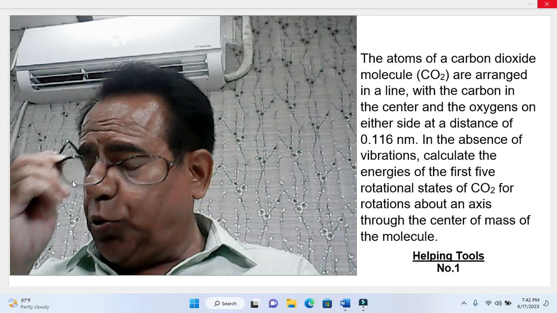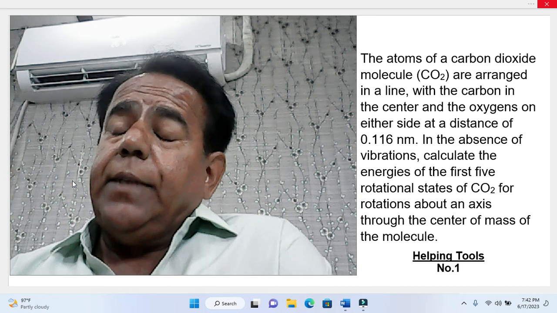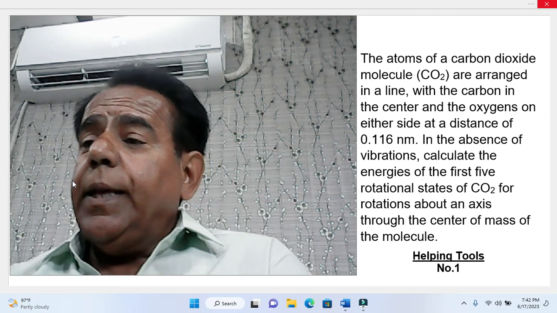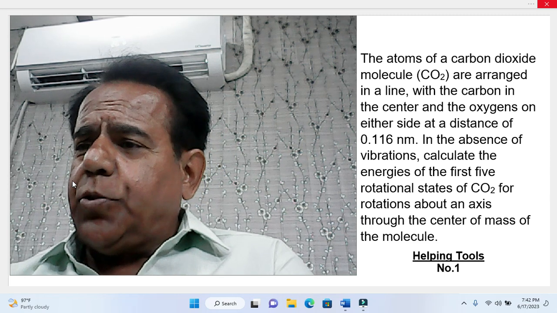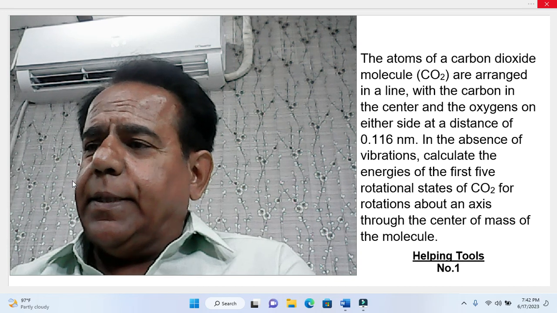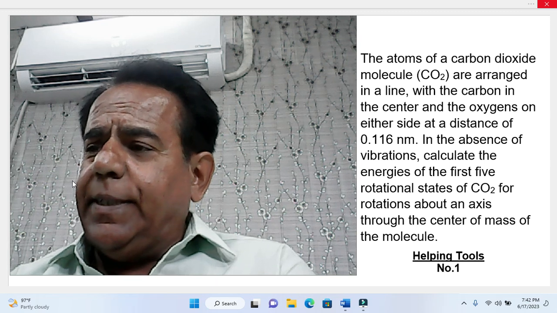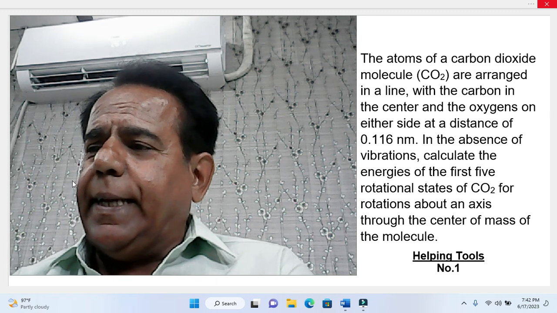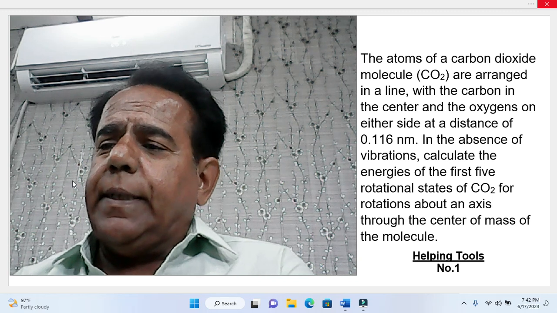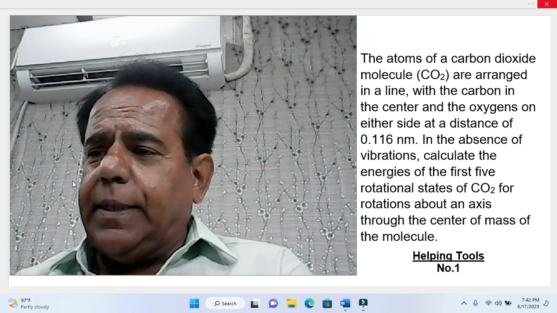Problem having been chosen from the same book, Modern Physics by Kenneth S. Crane. As usual, we first come to its statement. The atoms of a carbon dioxide molecule CO2 are arranged in a line with the carbon in the center and the oxygens on either side at a distance of 0.116 nanometer, nano standing for 10 to power minus 9.